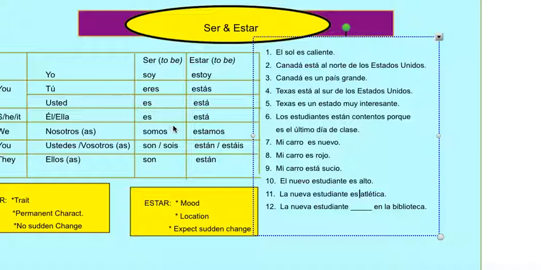La nueva estudiante is in the library. Well, it's a location. Nothing changed here. Simple. Está.